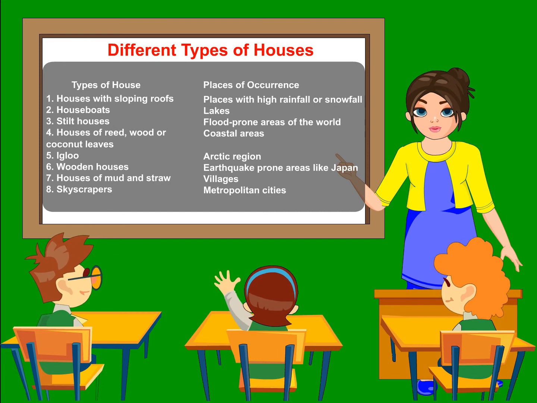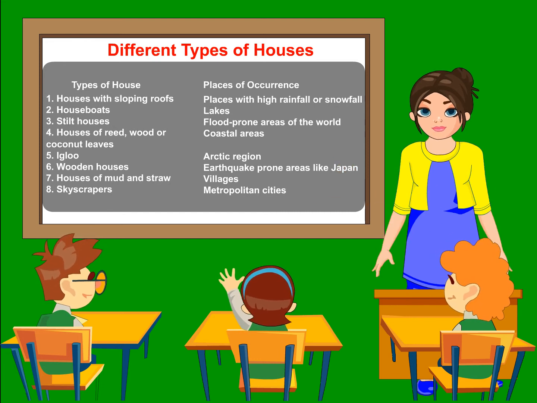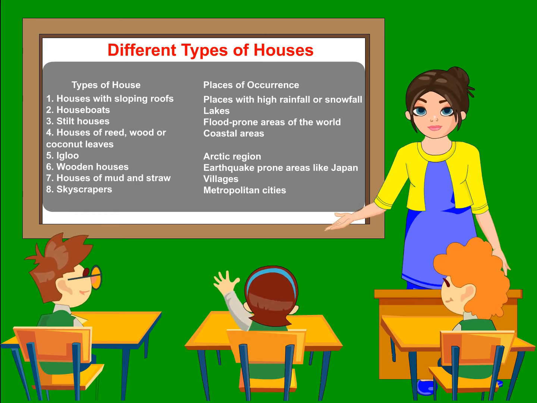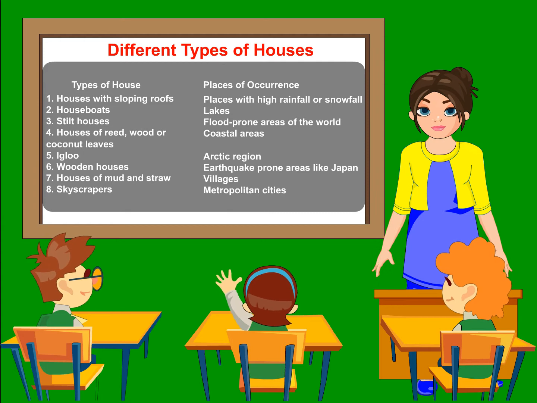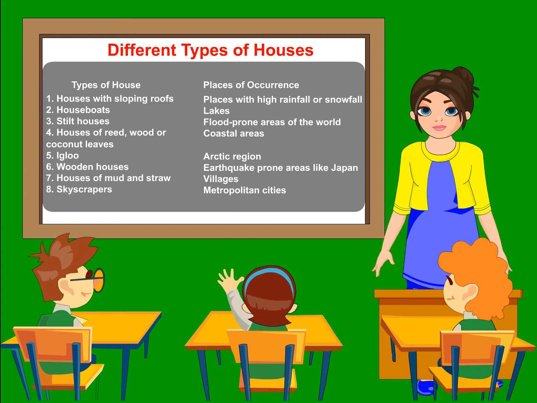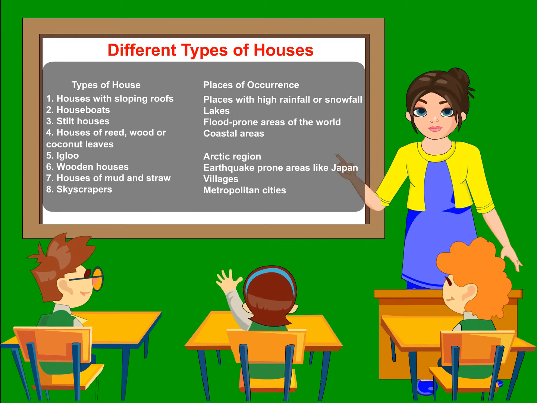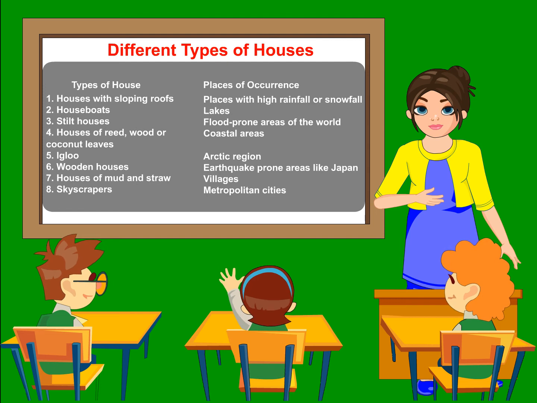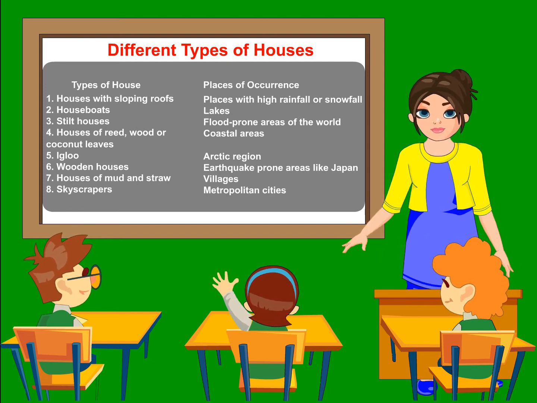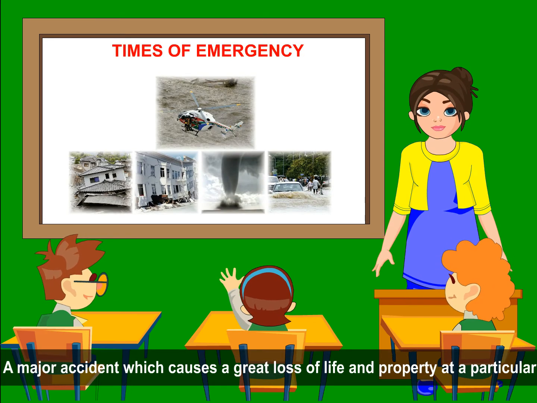Different types of houses. Types of house, and places of occurrence. Houses with sloping roofs: places with high rainfall or snowfall. Houseboat: lake. Stilt houses: flood-prone areas of the world. Houses of reed, wood or coconut leaves: coastal areas. Igloo: Arctic region. Wooden houses: earthquake-prone areas like Japan. Houses of mud and straw: villages. Skyscrapers: metropolitan cities.